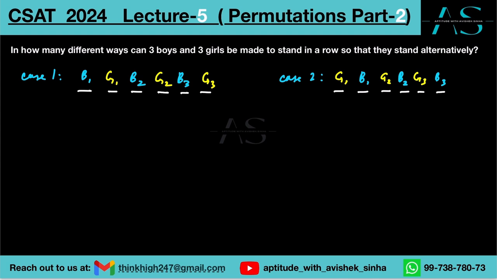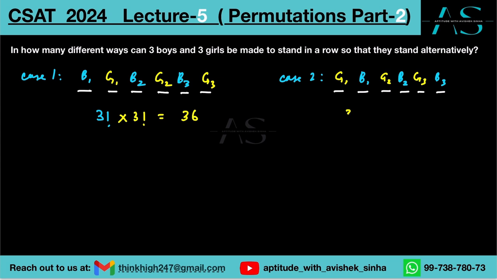How do we solve this? We start by looking at the boys. Boys can interchange their position, but always in the odd places. Girls can interchange among themselves, but always among the even positions, among these three positions only. So when we talk about the total number of arrangements for the boys, there are 3 boys and 3 positions. So boys can be arranged in 3 factorial ways. Girls can be arranged in 3 factorial ways. So this is 36. Now what about the next one?